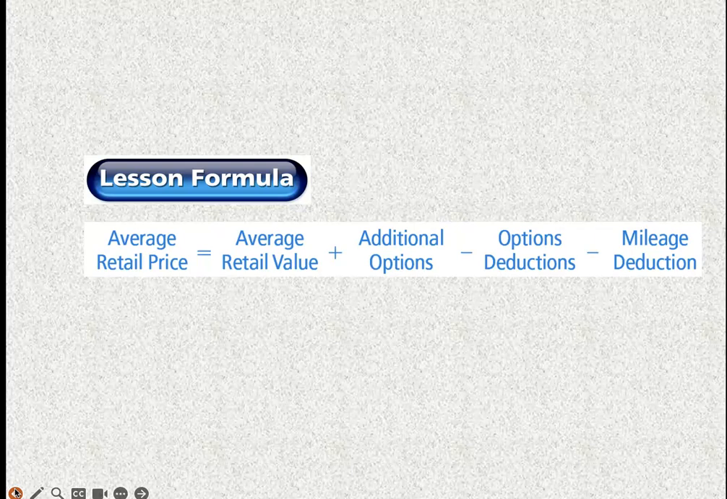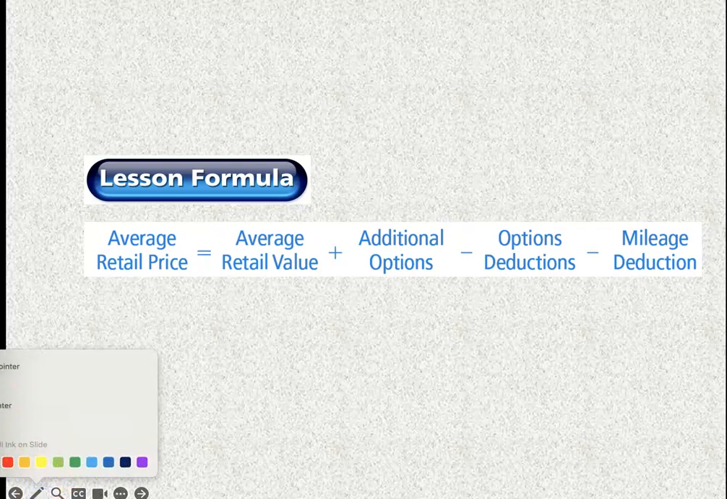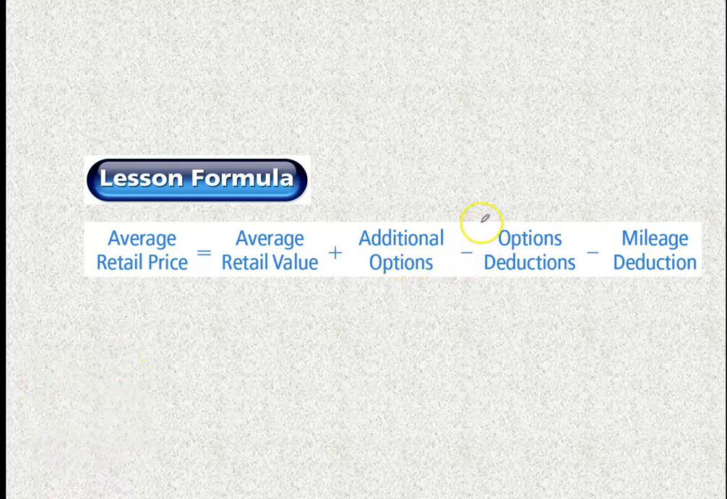Okay, and here is the formula that you are going to need for today. Oh, that is already in your notes, so please find that in your notes. That is very important that you have this. It's the average retail value plus additional options, subtract the options deductions and mileage deductions. So remember, deductions mean to subtract. Okay? Minus, subtract. That's a deduction, you're going to take it away.